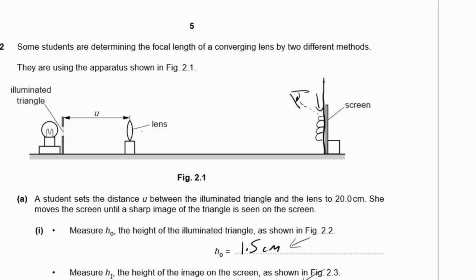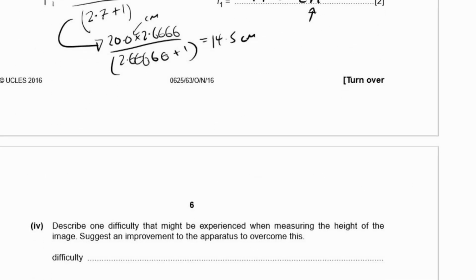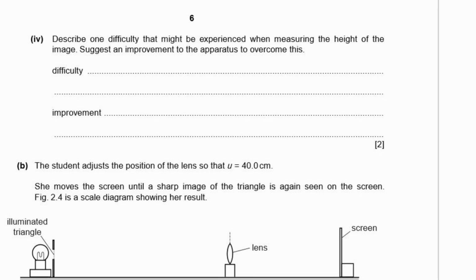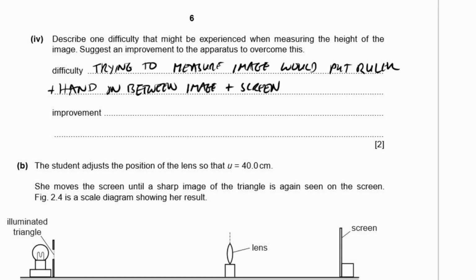And hopefully none of these things create a problem, because what you've got is your image being formed all over your hand and over the ruler. So it creates a bit of a mess. One thing you can do is maybe use a grid on the actual screen. That's quite a nice way to solve a problem. So a difficulty would be trying to measure the image would put the ruler and the hand in between the image and the screen. And the way we could solve that problem, the way we could improve the experiment, would be to place a grid on the screen and use the grid to measure.